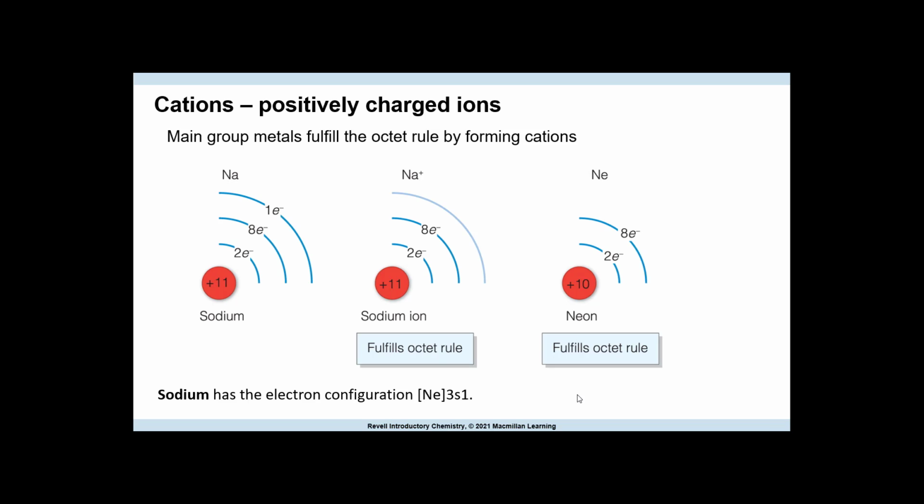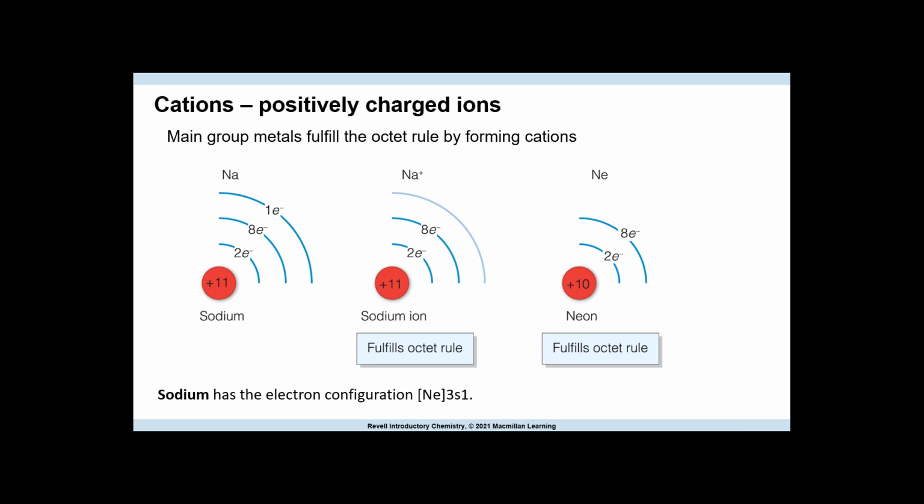Main group metals form cations in order to fulfill the octet rule. So sodium will lose that one electron. It's in group 1. And once it does that, it becomes an ion. But also by doing that, it takes on the configuration of neon, and it fulfills that octet rule by giving away that last electron.